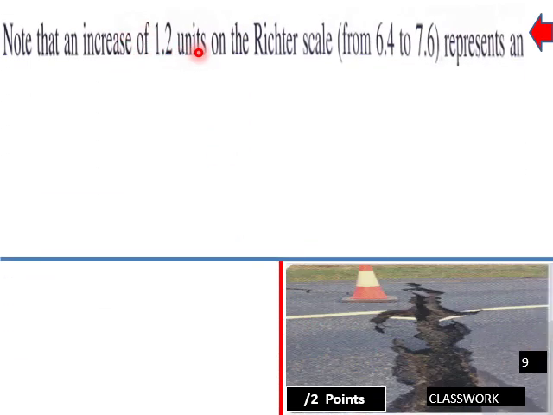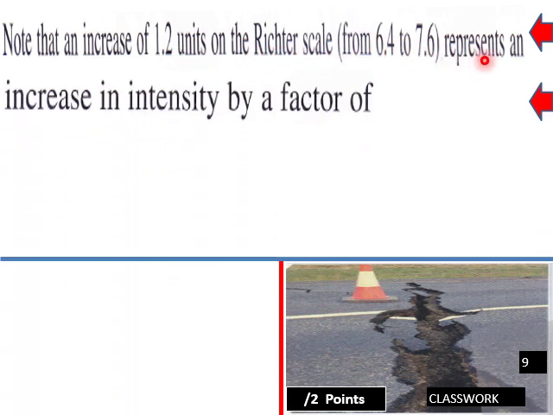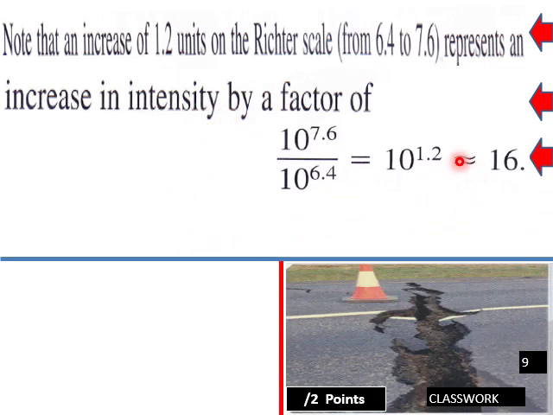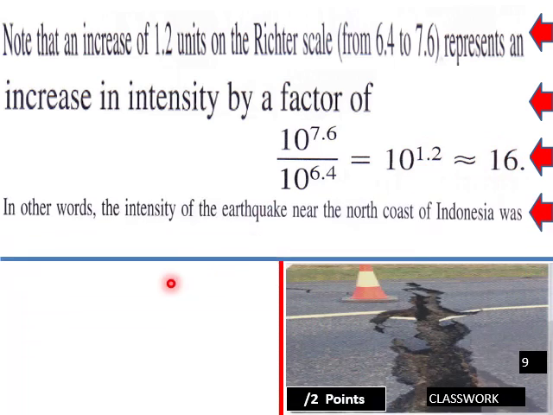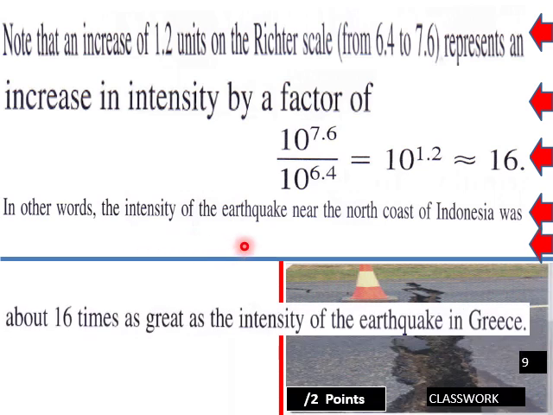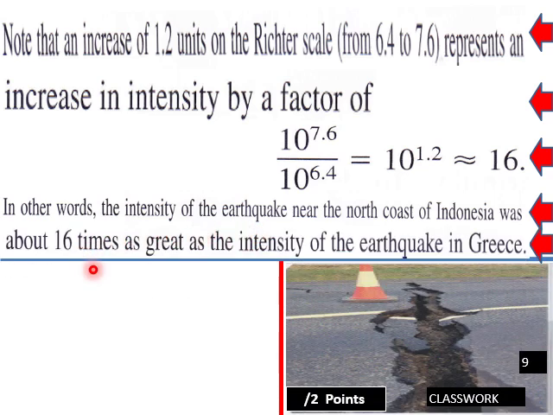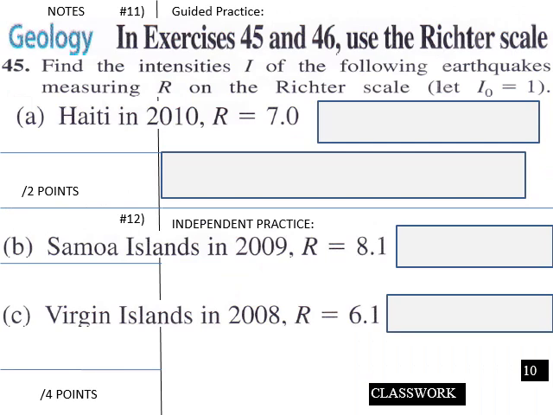Note that the increase of 1.2 units on the Richter scale from 6.4 to 7.6 represents an increase in intensity by a factor of 16. So when you divide 10 to the 7.6 by 10 to the 6.4, you get 10 to the 1.2, which is about 16. So just because it goes up 1.2, the intensity is actually an exponential factor there. So the intensity of the earthquake near the north coast of Indonesia was about 16 times as great as the intensity of the Greek earthquake.